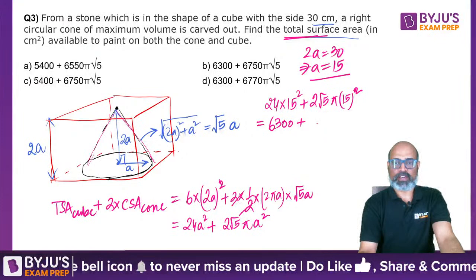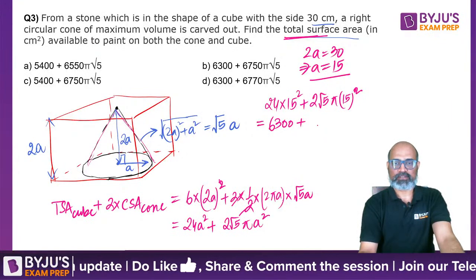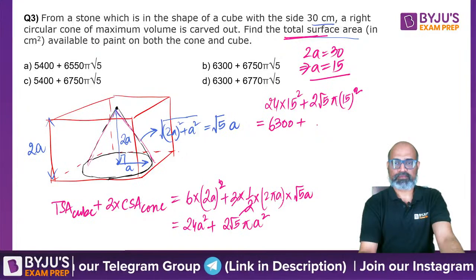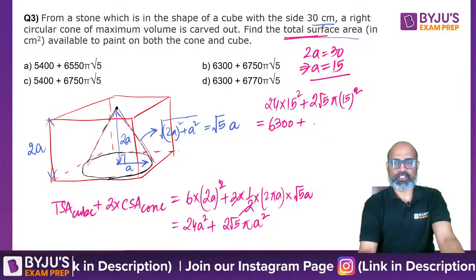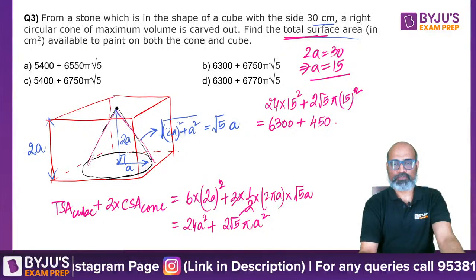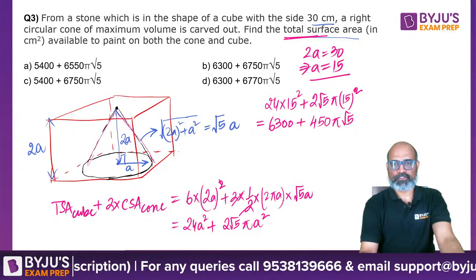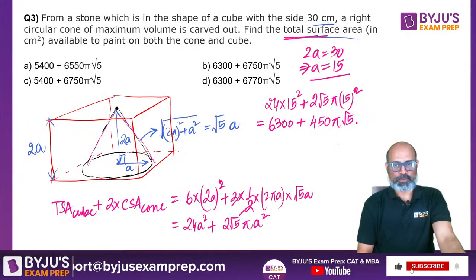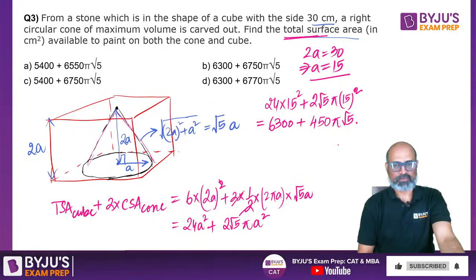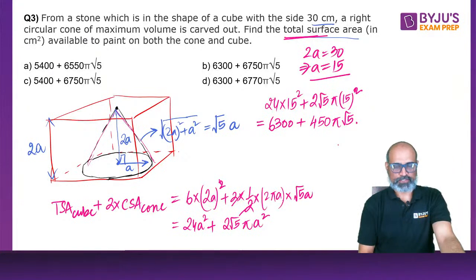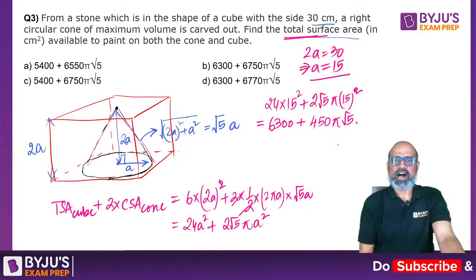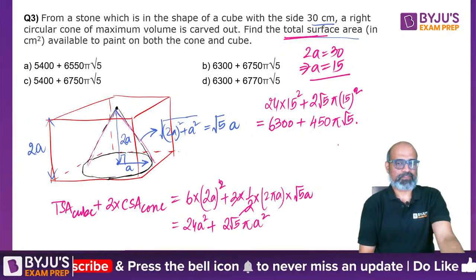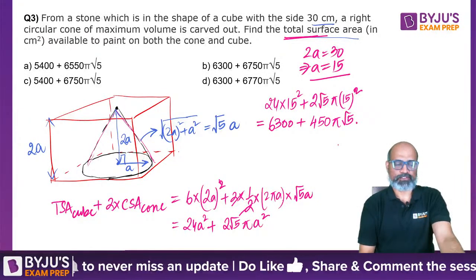Which is going to be, did we miss anything? No. So 225 double, 450 pi root 5. Why is the option not 6550? This is 2 root 5. Pi r l is the curved surface area, right? So radius is a, which is 15. l is root 5 a.